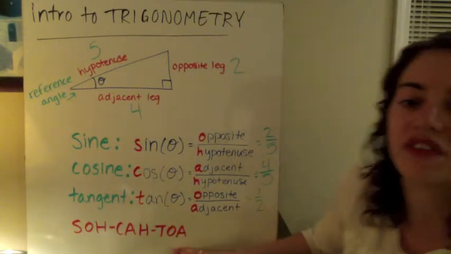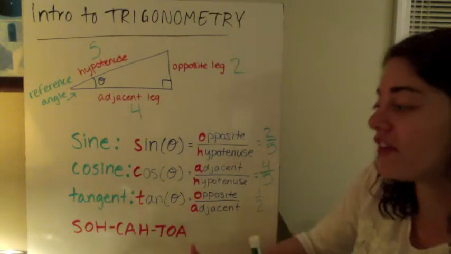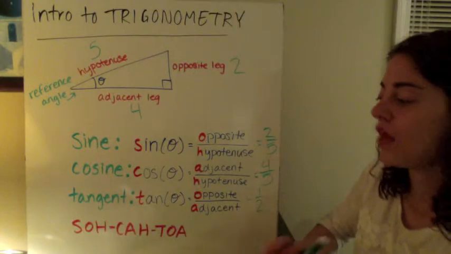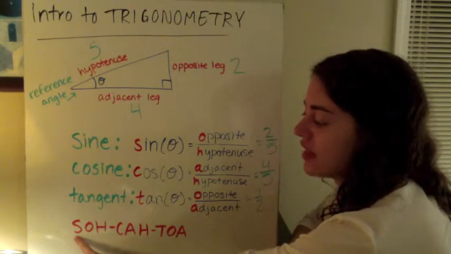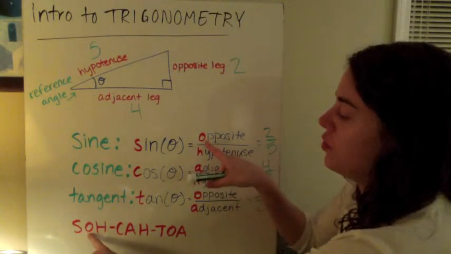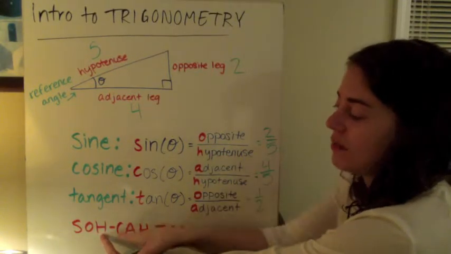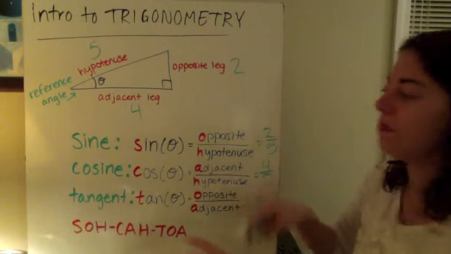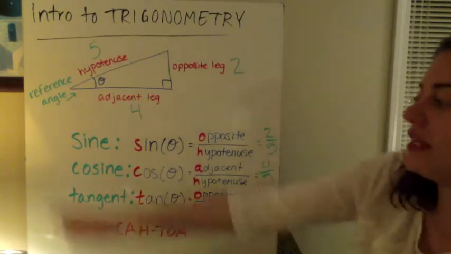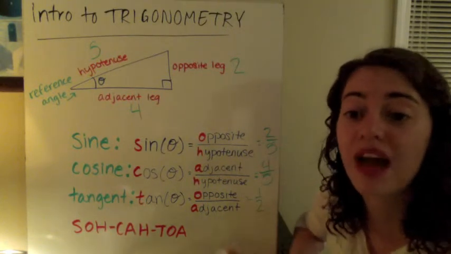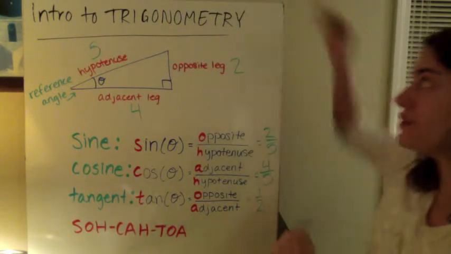The order of these letters is always going to go trig function, followed by numerator, followed by denominator. So the trig function sine is equal to the numerator, the opposite leg, divided by my denominator, the hypotenuse. So pretty much this just needs to be memorized. It really does, because then you can just apply it to all different types of triangles.